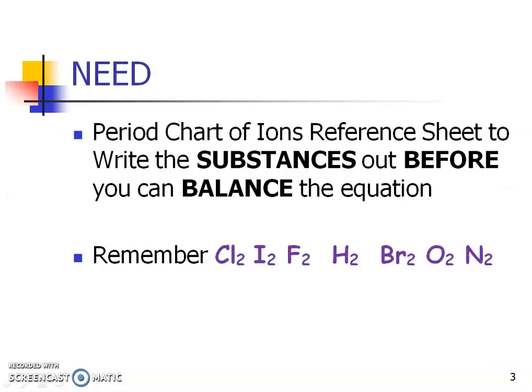You should have your periodic chart of ions reference sheet because we're going to have to write the substances out before you can balance the equation. In other words, we need the formulas of the substances. So words to formulas, symbols, then balance.